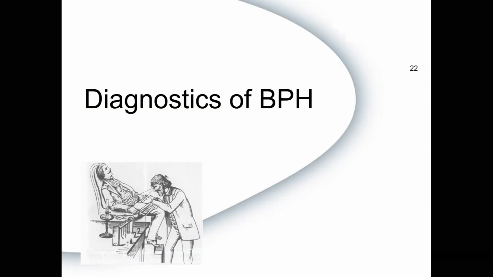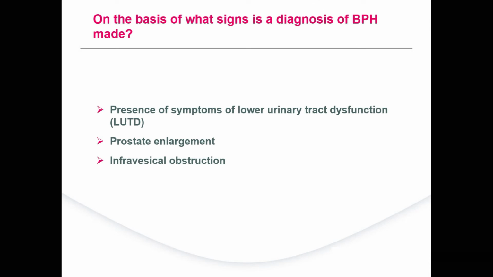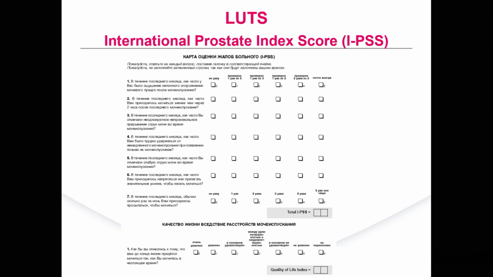So, diagnostics of BPH. The diagnosis of BPH is made on the basis of signs. First of all, the presence of symptoms of lower urinary tract dysfunction. That means we have obstruction, frequent urination, a weak stream of urine and others. Also the prostate enlargement, and signs of infravesical obstruction, which means the presence of residual urine of more than 50 milliliters.